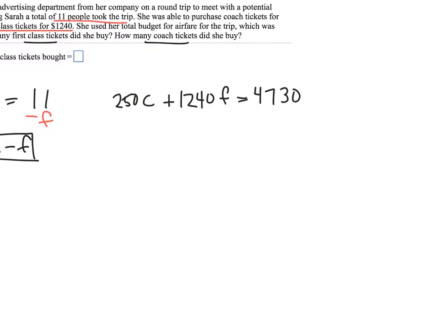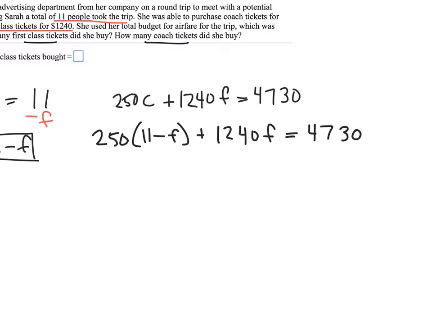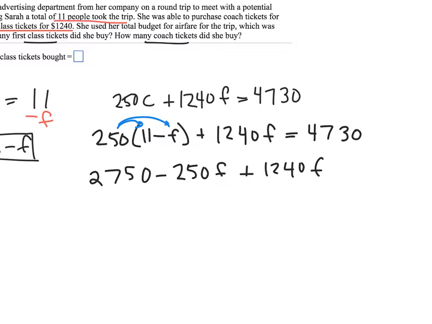So that's going to be 250 times 11 minus f plus 1,240f is equal to 4,730. Now right here, we're going to use the distributive property. So that gives us 2,750 minus 250F plus 1,240F equals 4,730. And now we're going to combine these like terms.